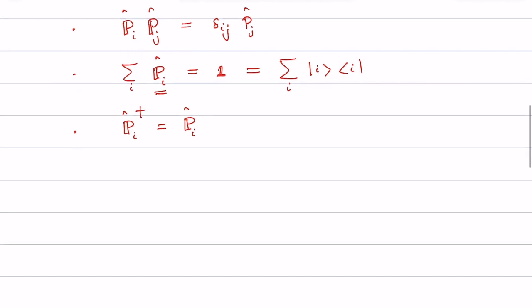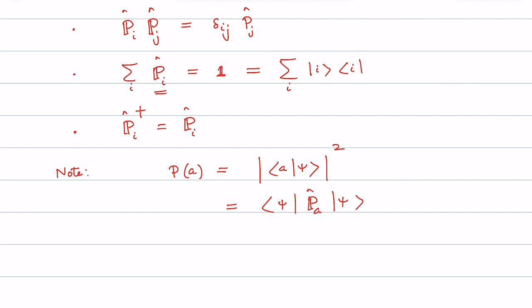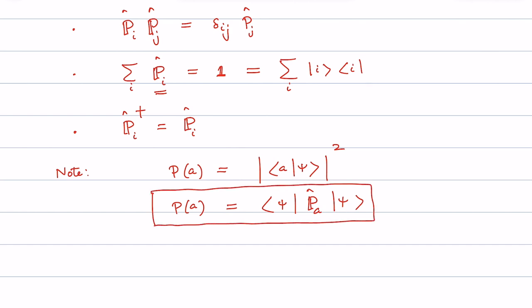And note, it's very easy to see also that if the system is in an arbitrary state |psi>, the probability of getting the eigenvalue a would be given by the mod square of this quantity, which I can also write as <psi|P_a|psi>. So the projection operator P_a projects |psi> onto the eigenstate |a>, and the probability can be written very simply in terms of the projection operator by this expression.